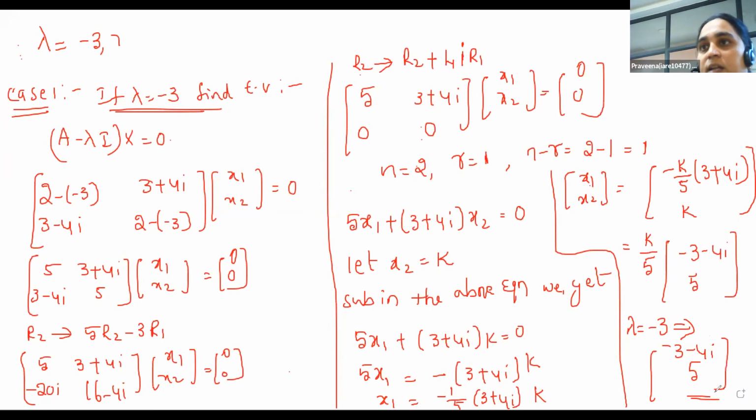Is it clear? Any doubts up to the first part? Note down, all of you. After that, I'll continue with the second part, if lambda is equal to 7.